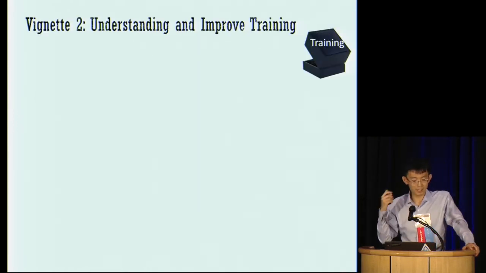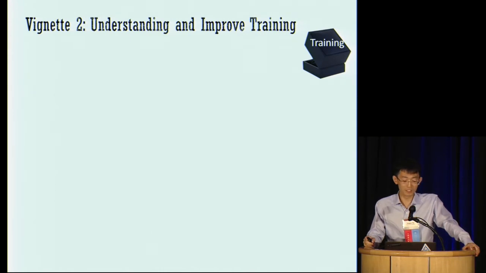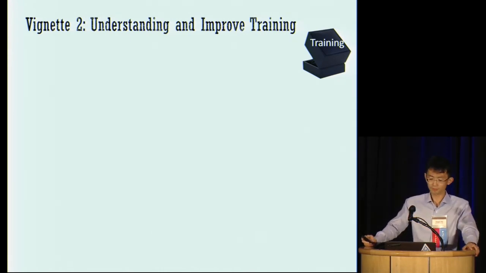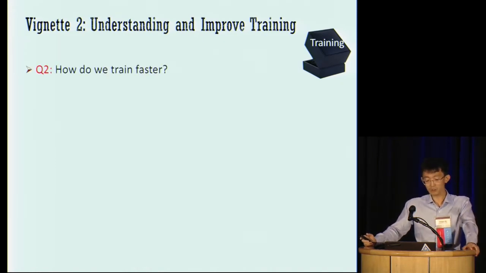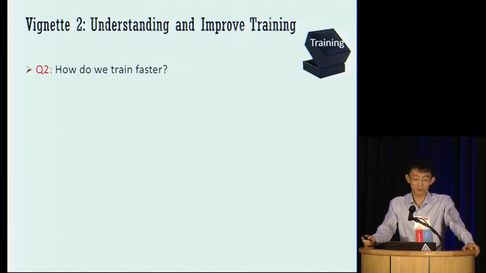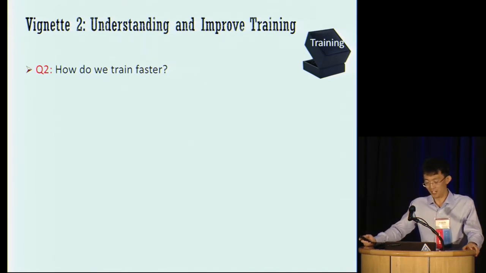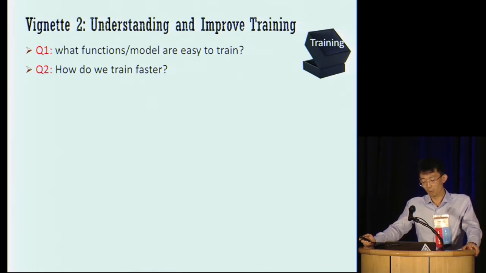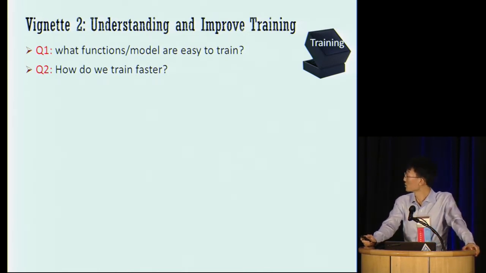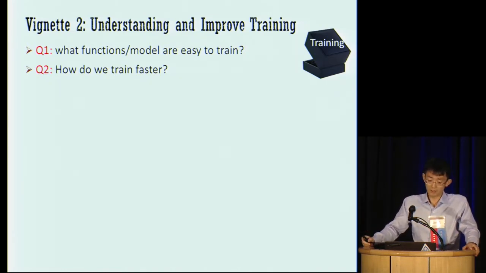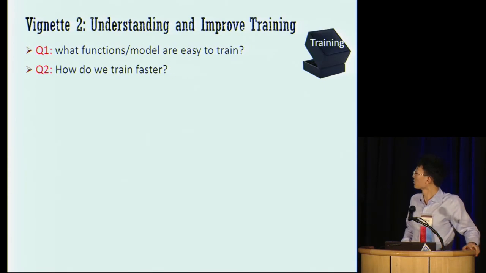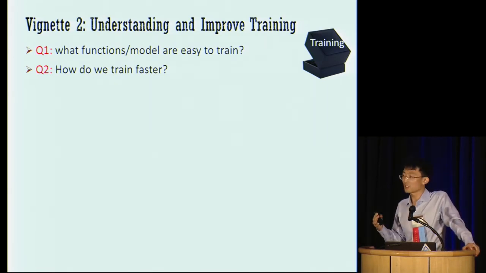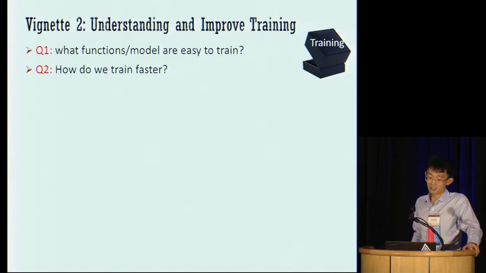And now let's move on to another example about understanding and improving the training process of deep learning. So speaking of training, often the first question that people ask is, how do I train faster? How do I save more time in training? But I like to say that there is an even more fundamental question: what functions or models are easy to train? My research concerns both of these questions a lot, but today I'm only going to talk about the first question because I think it's fundamental and also it's highly relevant to the final quality of the solutions we found.